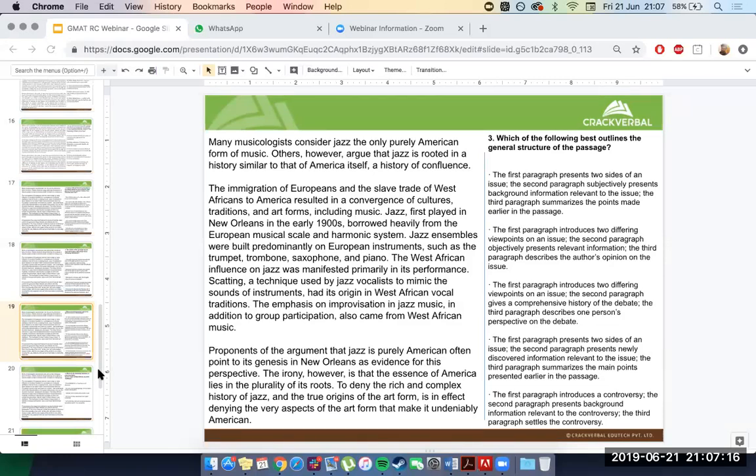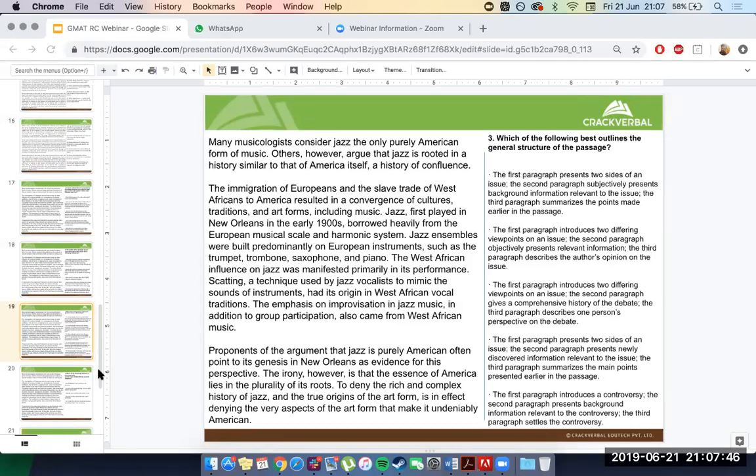But let's get at how we would answer such a question. So which of the following outlines the general structure? Now, if they ask you about the structure or the organization of the passage, they will want an answer that talks about what each paragraph does in one statement. Since this passage has 3 paragraphs, each option will have 3 statements, right? So that's something that we want to look out for. Since nobody has picked A or C, I'm not even going to get into A and C. Let's just look at B, D, and E.